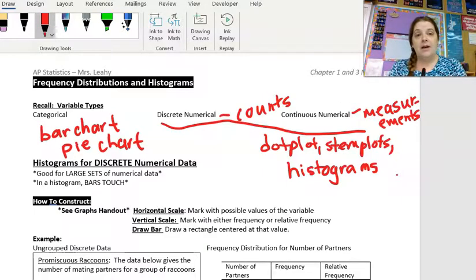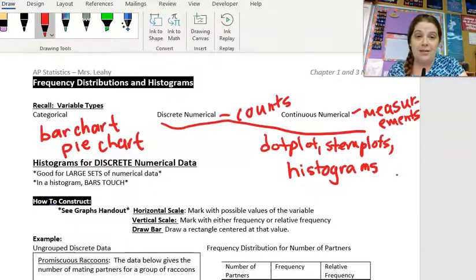The other thing is, how do we decide which sort of graph to make? Dot plots and stem plots are both good for nice small data sets. As you start to get a few more numbers, you might go towards the stem plot instead. But a histogram is what you're going to use for large data sets. In general, we do not make a dot plot or a stem plot for a large amount of data.